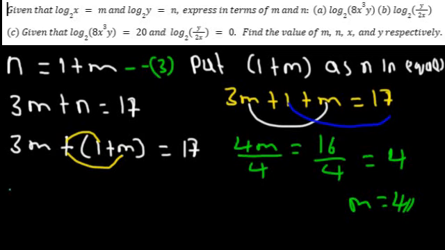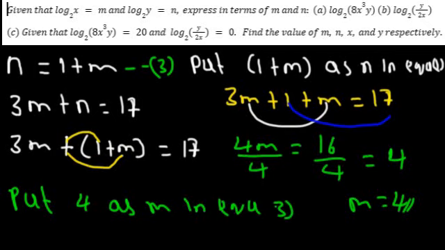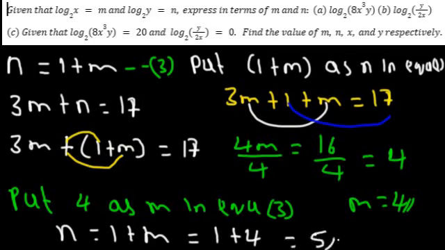So the next thing we'd like to do is to put 4 as m in equation 3, and then boom, you get the value of n. Since we said equation 3 is n equals 1 plus m, therefore n will be equal to 1 plus 4, which is indeed 5. Now that we have the value of m, likewise the value of n, it will be easier for us to solve for both y and x. And how can we actually do that? Just stay tuned.